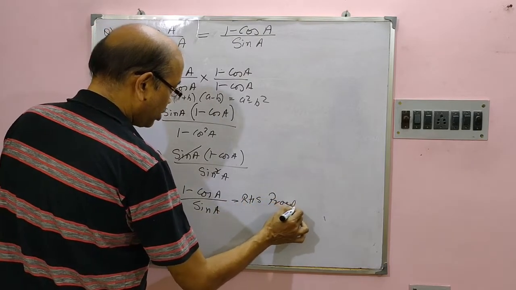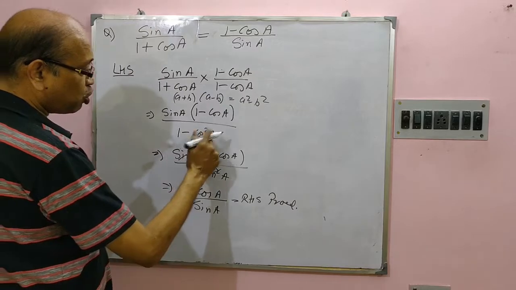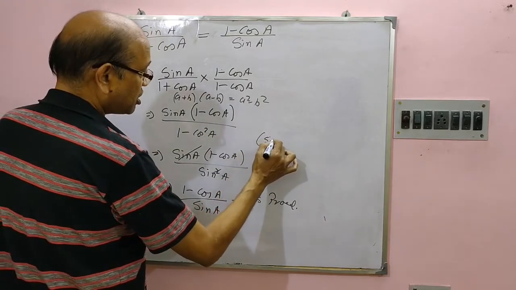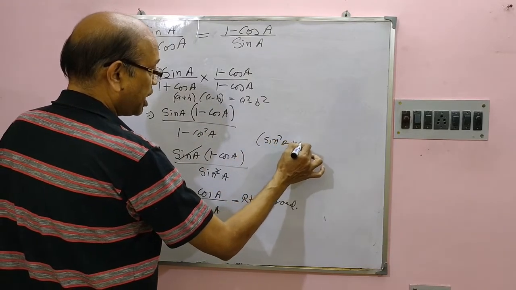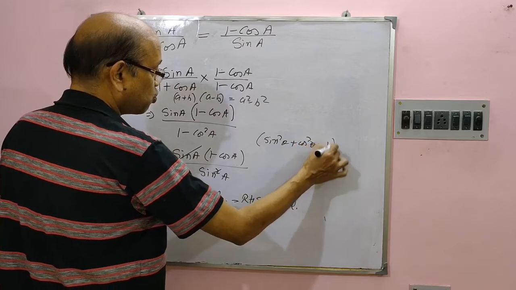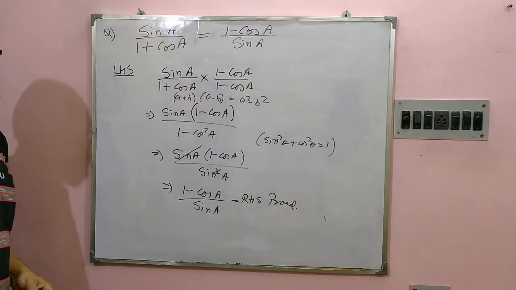Proved. Have you understood this? 1 minus cos square A, because sin square theta plus cos square theta is equals to 1. This is the square formulas.